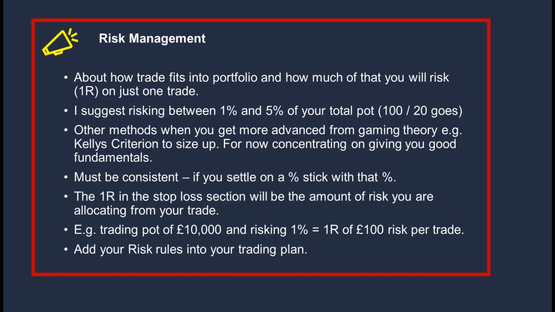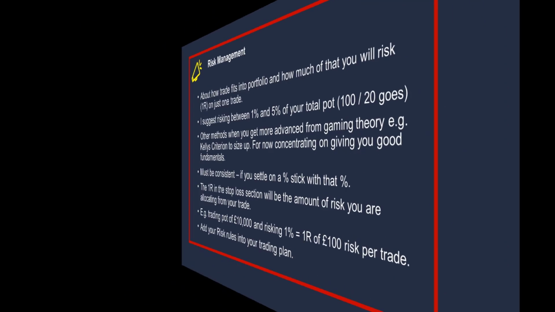So to give you an example of the 1R, take a trading pot of 10,000 where you're risking 1%. 1R would equate to £100 of risk per trade. The 1R in the stop loss section will be the amount that you are therefore risking on that trade, and we divide that level into the risk amount to determine how much, maybe pounds per point if you're spread betting, or lot size if you're using CFDs, you're going to apply to that trade. But again, add this into your risk rules part of the trading plan.